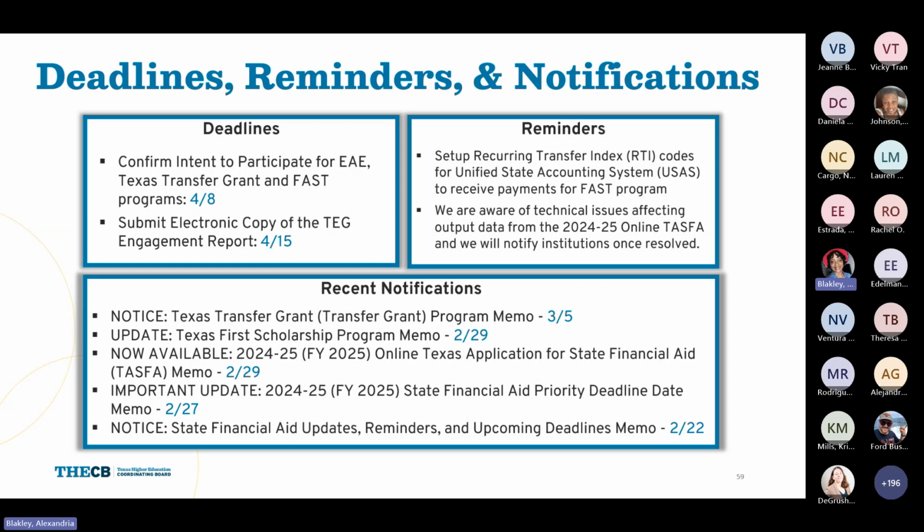For public universities to receive payment for the FAST program, they will need to set up recurring transfer index, or RTI, codes for the Unified State Accounting System, or what we call USAS. If the setup is not in place, the CB cannot disperse these funds to your institution. Please refer to the memo dated August 30th, 2023 for more details.